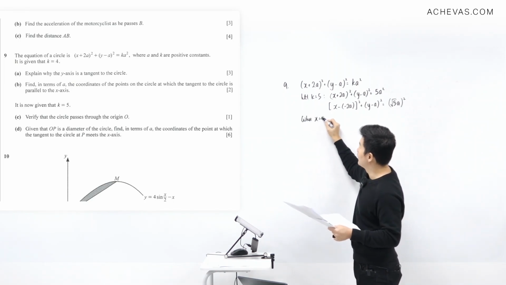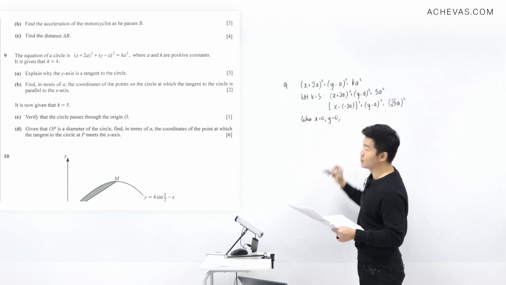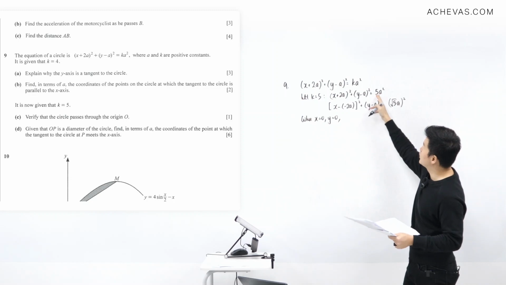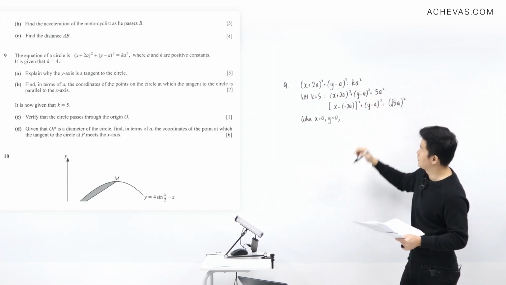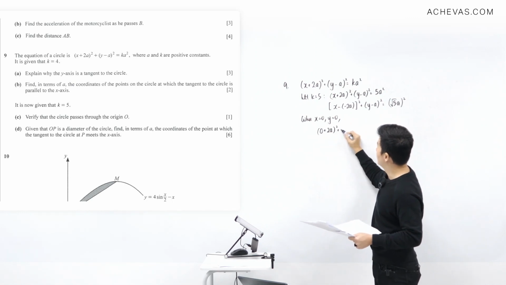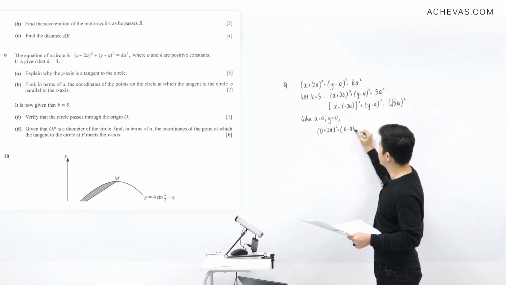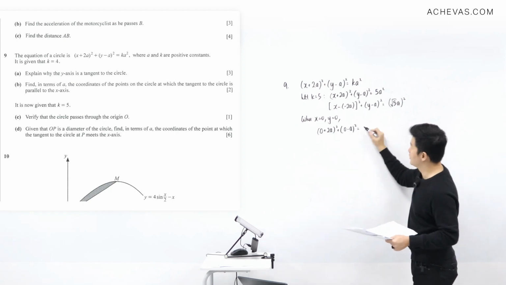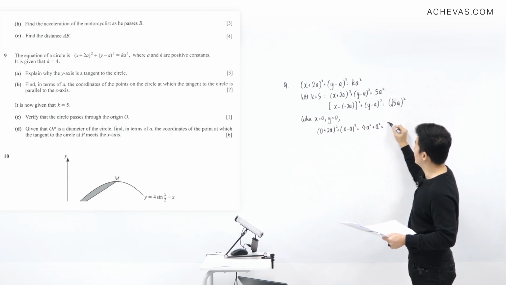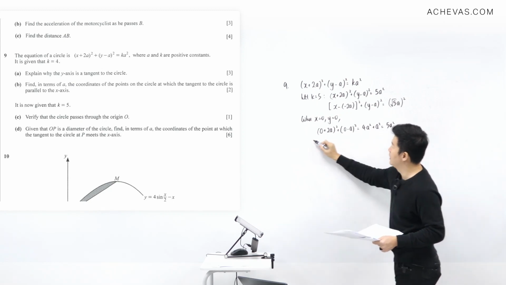When it is at the origin, x is equal to 0, y is equal to 0. Let's substitute this into the left-hand side of the equation and see whether we're going to get 5a². Let's make use of this equation. So we will have (0 + 2a)² + (0 − a)². This is going to be equal to 4a², then plus a², which is equal to 5a².